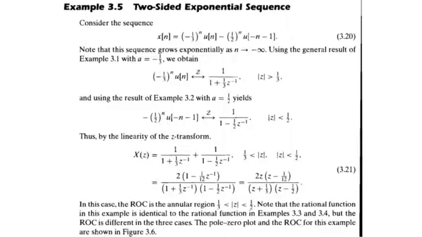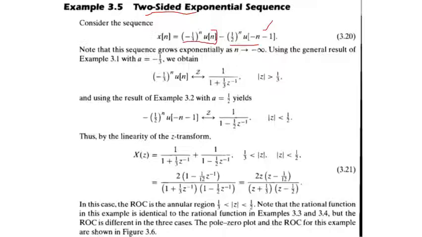Now example 3.5 is sum of two-sided sequences, exponential sequence. This sequence is right-sided because you can check this from this function u of n, whereas this function is left-sided. Note that the sequence grows exponentially when n approaches minus infinity because of this second term.